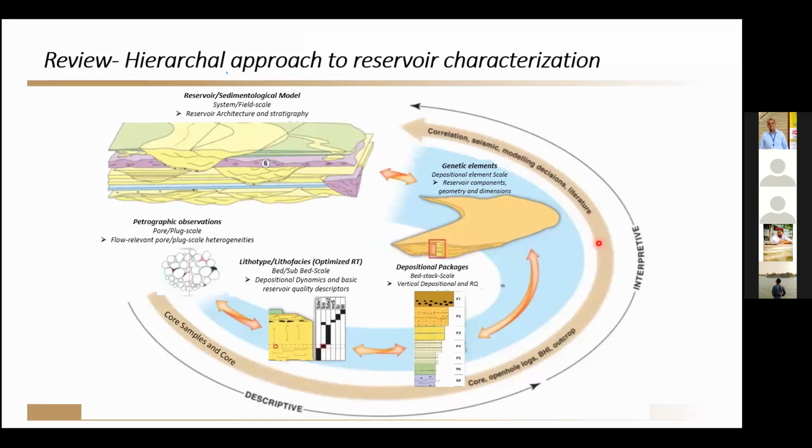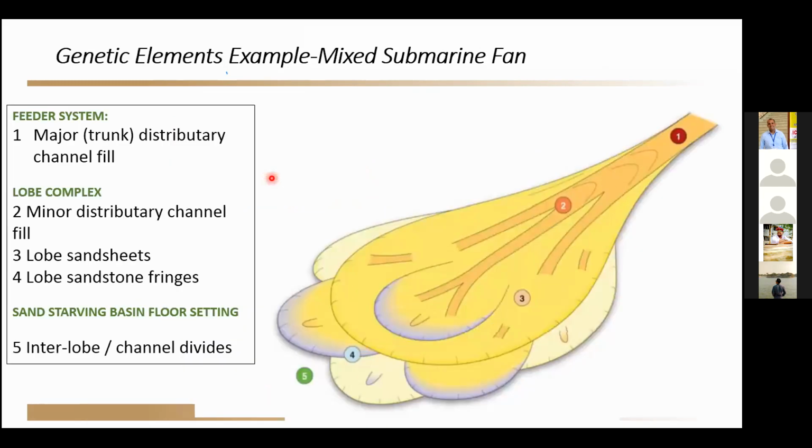So at this time, I get the depositional packages. I link them to the distribution from the borehole image to get a genetic element, which is a reservoir component, with the dimensions and geometry of my reservoir. I will go through that. If I go through this workflow, you will know that your reservoir is laterally and vertically discriminated based on the actual factors that control the quality.